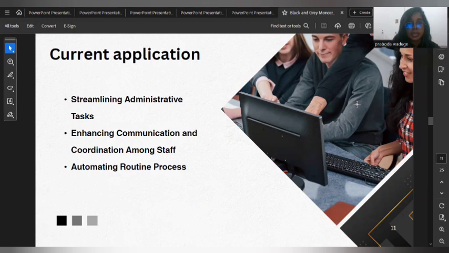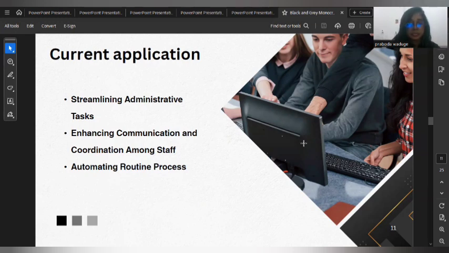Third point, automating routine processes. MIS significantly improves efficiency by automating routine processes such as attendance tracking, grading, and payroll management. Digital attendance systems replace traditional roll calls, ensuring accurate record keeping and reducing time consumption. Automated grading tools allow teachers to quickly evaluate assessments and generate report cards, maintaining accuracy and transparency. Additionally, payroll processing for faculty and staff becomes more streamlined, reducing administrative workload and ensuring timely salary distribution.